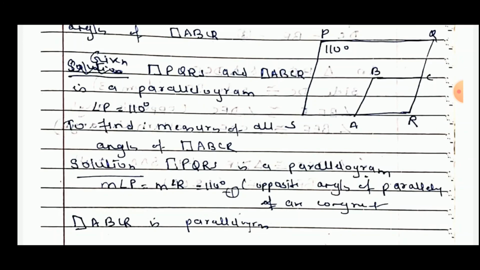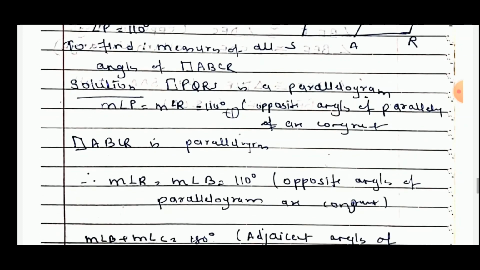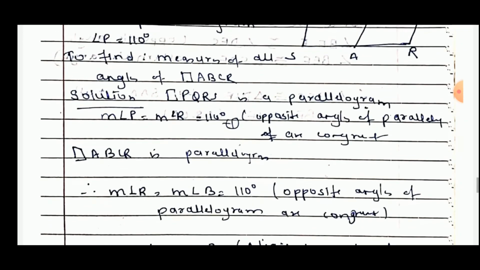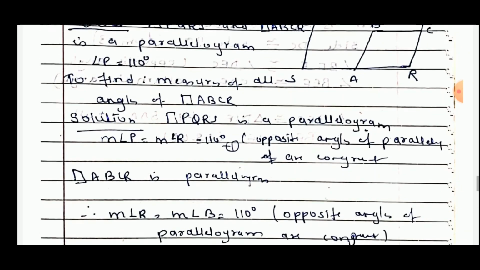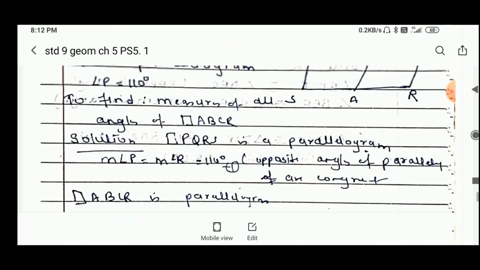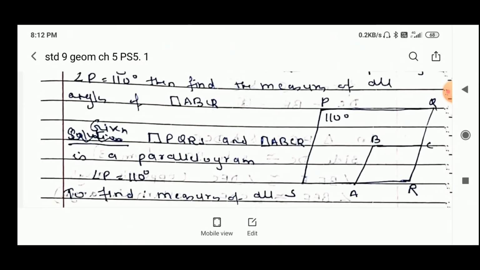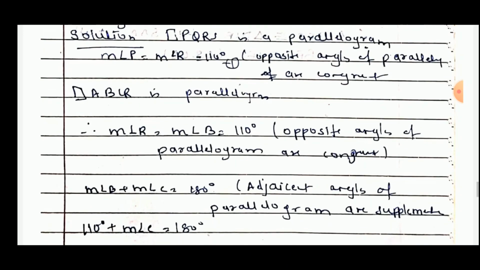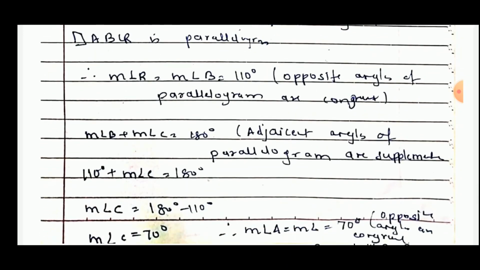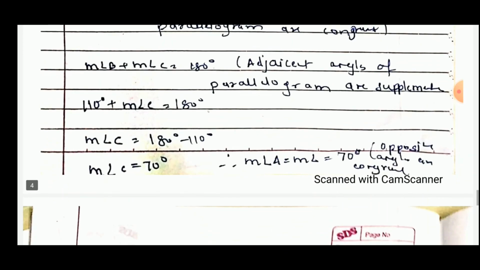Quadrilateral ABCR is a parallelogram. So measure of angle R is equal to measure of angle B is equal to 110. Opposite angles of the parallelogram are congruent. Now measure of angle B plus measure of angle C is equal to 180 degree. Adjacent angles of the parallelogram are supplementary. So 110 plus measure of angle C is 180. Measure of angle C is 180 minus 110, that is equal to 70 degree.